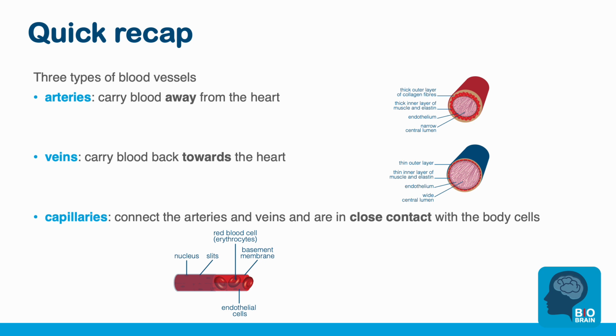Veins carry blood back towards the heart, and they are thin-walled and have valves inside to prevent backflow of blood when it's travelling back to the heart. One easy way to remember the difference between arteries and veins is to think A for arteries means away from the heart. And finally, capillaries. These are the smallest blood vessels, and their walls are made up of a single layer of cells to help with their role in nutrient and material exchange.